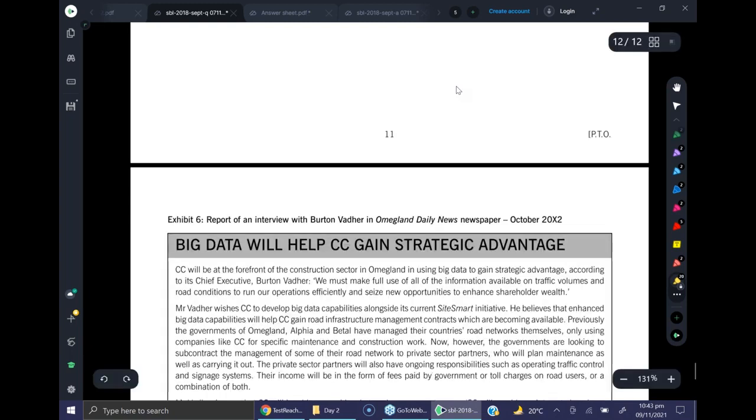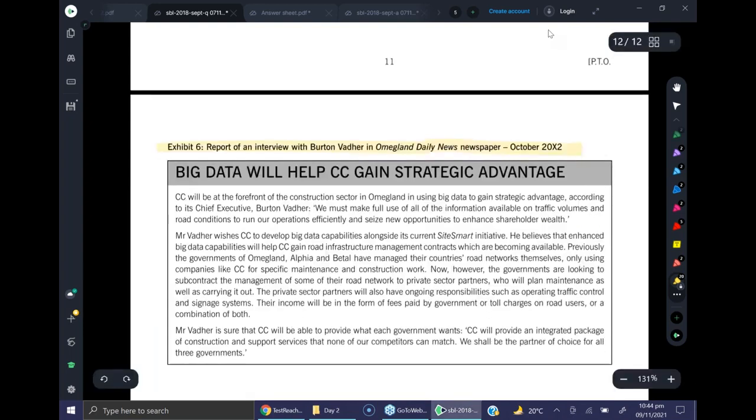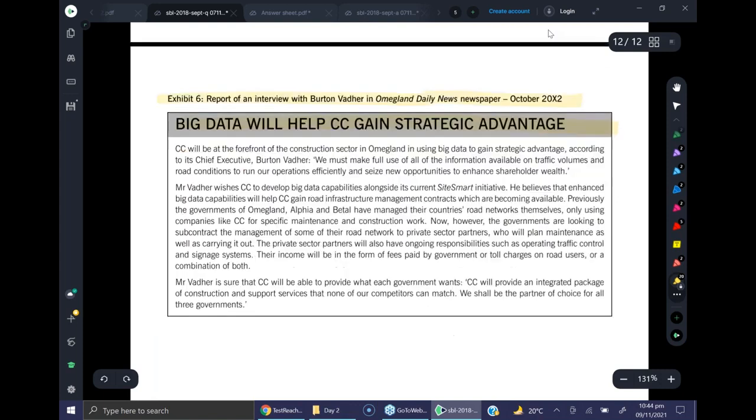Exhibit 6. Exhibit 6 is a report of an interview with Burton Vader in the Omegland Daily News paper. Just a second, guys. So it says big data will help CC gain strategic advantage. Now this one is for the last requirement where you have to prepare the slides. So CC will be at the forefront of the construction sector in Omegland in using big data to gain strategic advantage, according to its chief executive.